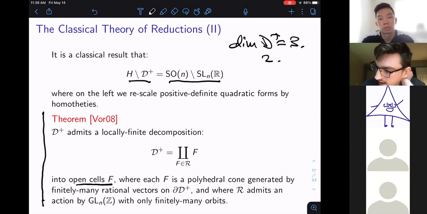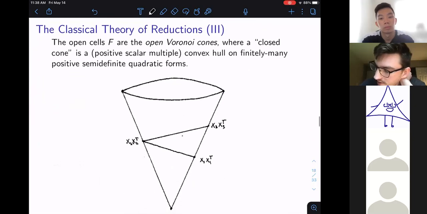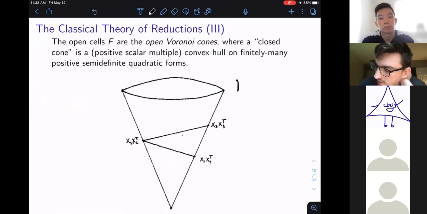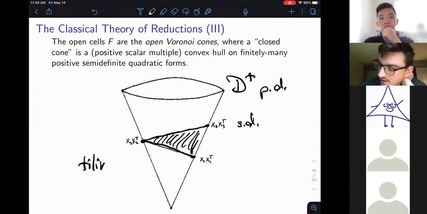So what does that look like? Well, it looks like the following. Let me say again in pictures what I had just said. So this is your open cone. These are the positive definite quadratic forms. On the boundary, you have these semi-definite quadratic forms, and you take these positive convex hulls on these boundary points, and these give you these open cells which decompose the whole open cone into a locally finite union. It really gives you a tiling of D+.